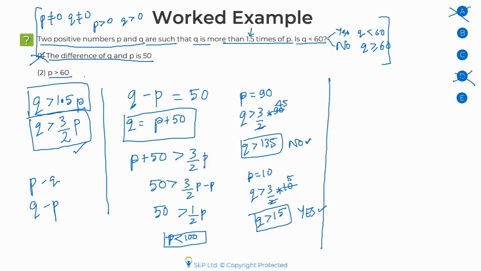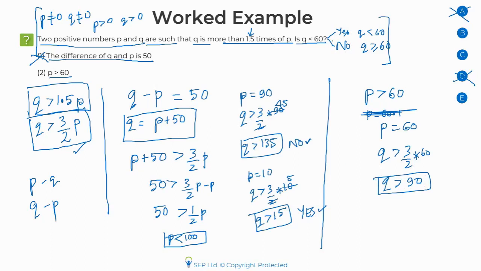Looking at statement 2, P more than 60. What does that mean? How do I take into consideration P more than 60? How do I use this in the statement? I know that Q is more than 3 by 2 times of P. So can I take a value like, let's say 60.1? Remember, the question says they are numbers, not integers, right? In fact, can I take P as 60 itself, the boundary value? Yes, I can. Q is more than 3 by 2 times of 60, right? Which means Q is more than 90 always.